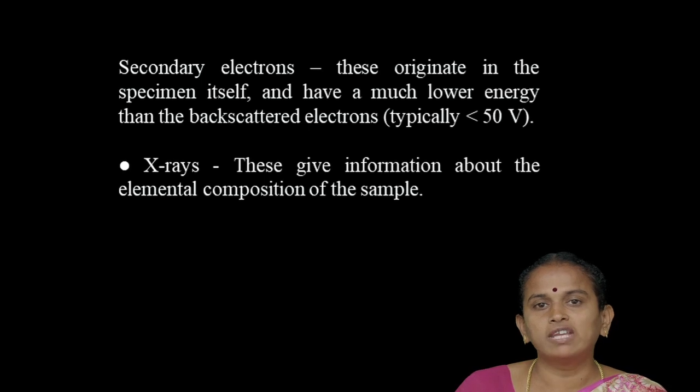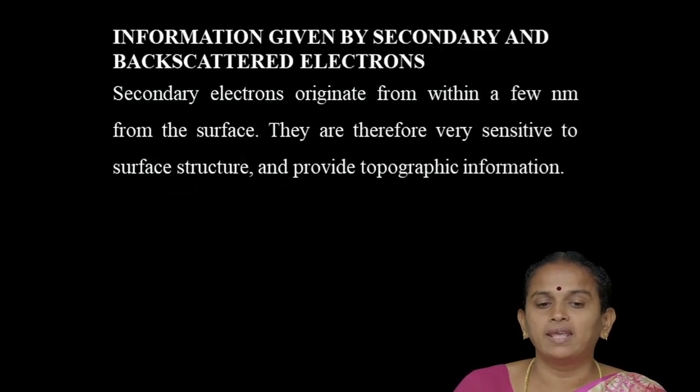X-rays give the information about the elemental composition of the sample. Next, the information given by secondary and backscattered electrons. What information can we get from the secondary and backscattered electrons?